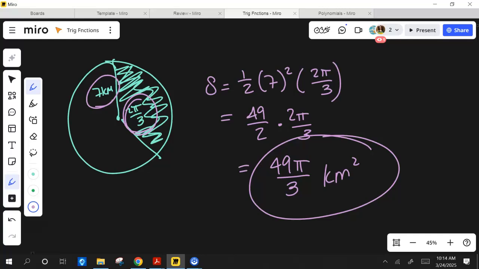The area of a sector of a circle. The area of a sector. 1/2. I thought you would just do the 49 and then the half. 49 times a half is 49/2. I just did it without a calculator.